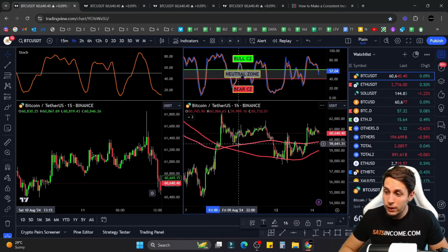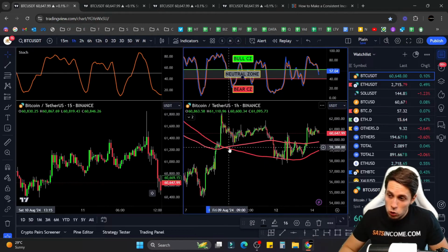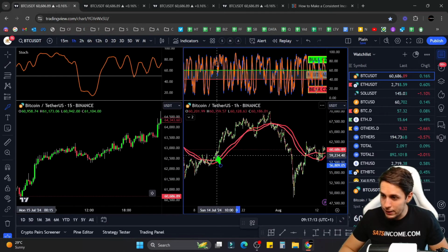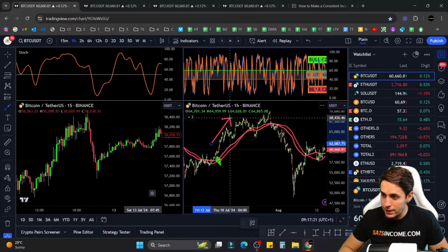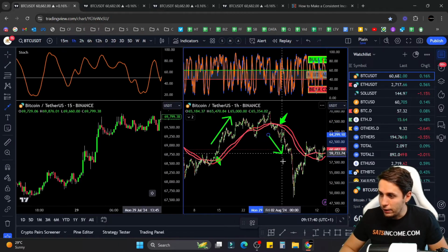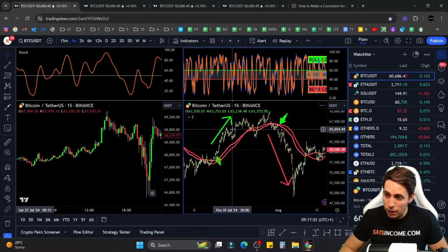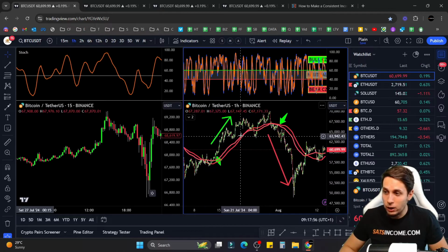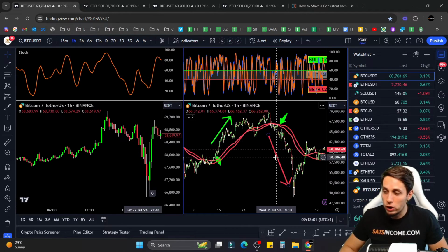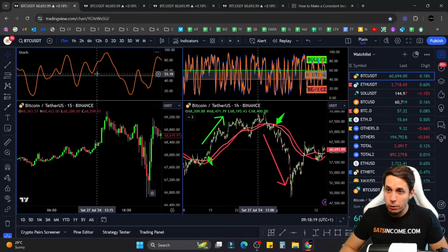What about the 200 simple, 200 exponential moving averages? What do we use this for? We use these 2 moving averages to basically identify what the trend is. When price is above the moving averages, there is an uptrend, and when price is below the moving averages, there is a downtrend. So the whole idea here is that when you see that price is above the moving averages, you only take long trades, and when you see that price is below the moving averages, you only take short trades. What about our left chart right here? We don't have any moving averages here, but we have the stochastic.